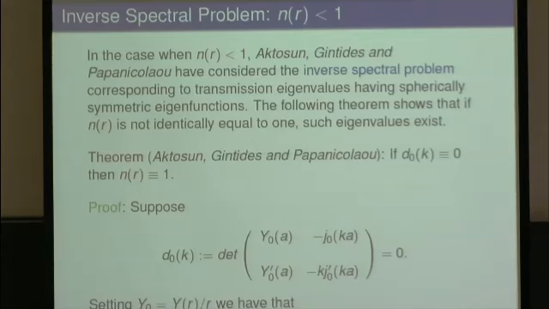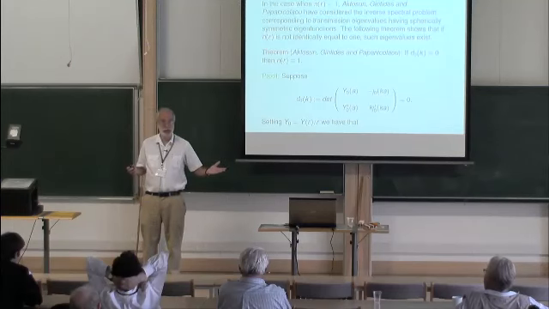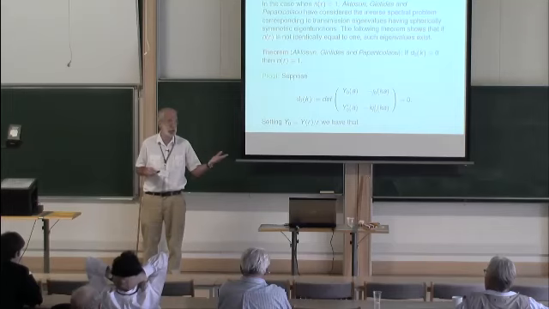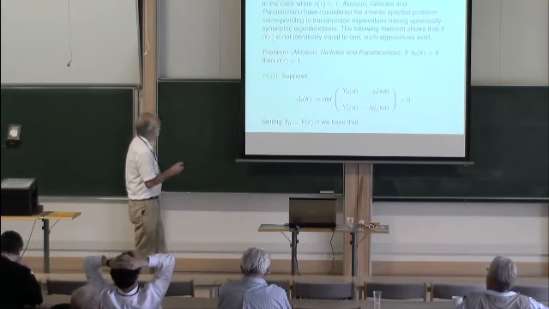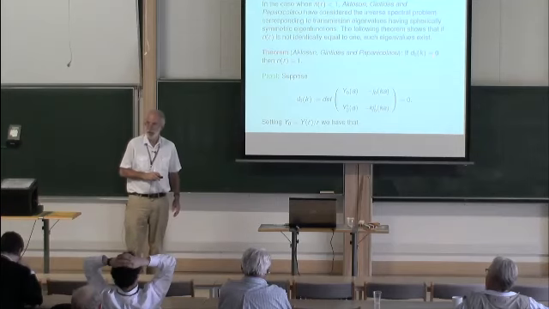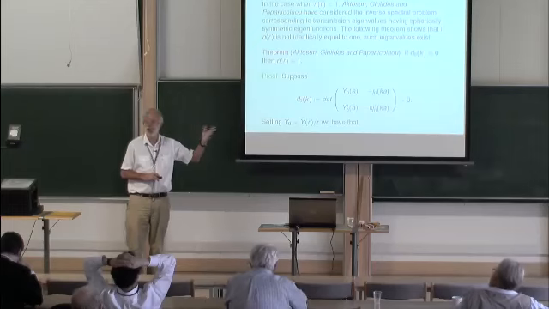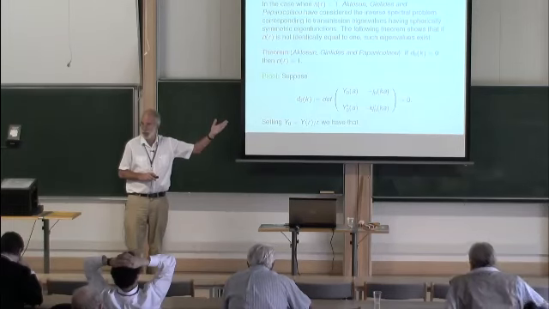So the first thing to ask is, remember, d of 0k could be identically 0. We showed if it's not identically 0, then the zeros are transmission eigenvalues, but there's nothing automatically to rule out the fact that the determinant is identically 0. So the first thing they wanted to show was that if d0k is identically 0, then n of r must be 1. If n of r isn't 1, then d0k is a non-trivial entire function, and there are transmission eigenvalues.